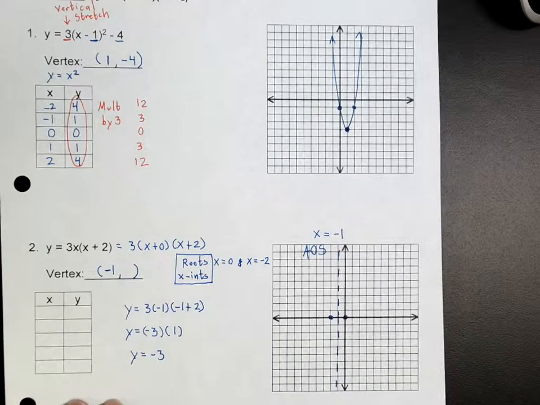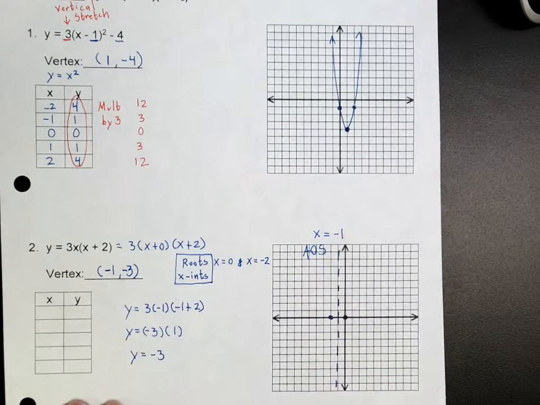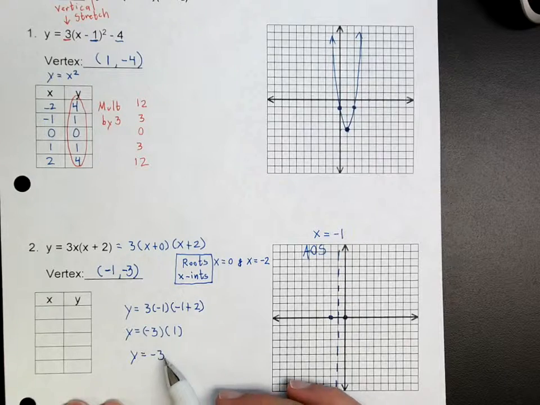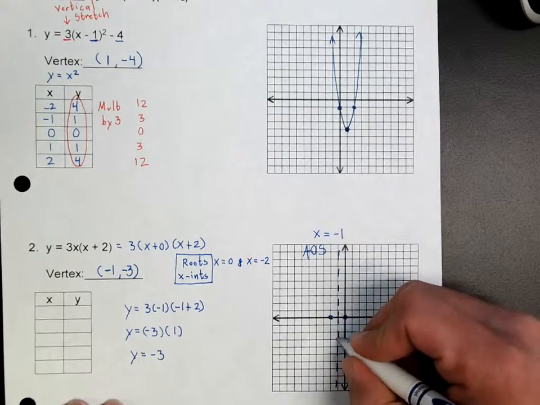Alright, so that's my y coordinate. Now remember, if you're watching this, I didn't come up with the vertex first. I had to do some work, and once I got negative 3, then I can come back and rewrite it here. So negative 3 is going to be located right here.